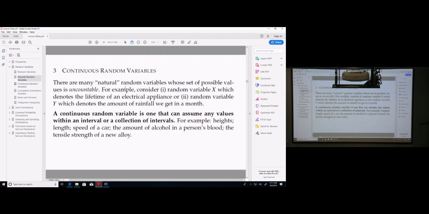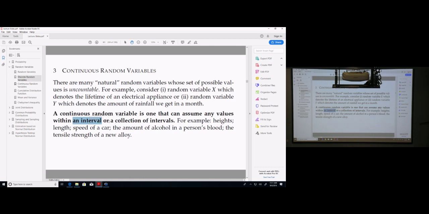So there are many natural random variables whose set of possible values is uncountable. For example, the random variable x, which denotes the lifetime of an electrical appliance. It can be any number from 0 to infinity. Or a random variable y, which denotes the amount of rainfall we get in a month, so from 0 to any reasonably large number. A continuous random variable is one that can assume any value within an interval, or a collection of intervals.